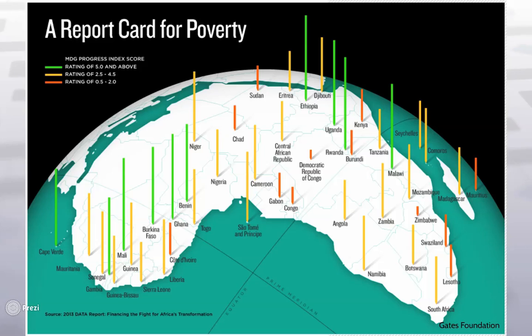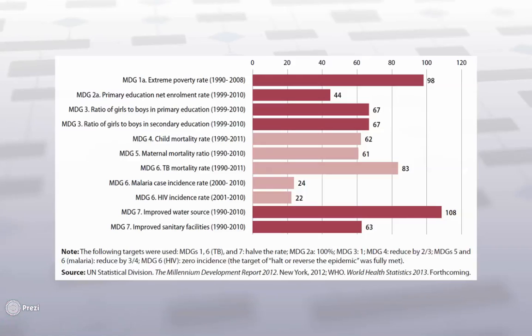In general, inequality has fallen, the extreme poverty rate has been halved since 1990 and continues to fall. MDG 7C, giving access to safe water, has been officially achieved. However, primary education and maternal mortality targets have not been as successful.